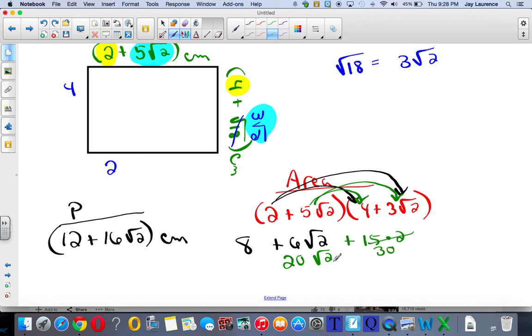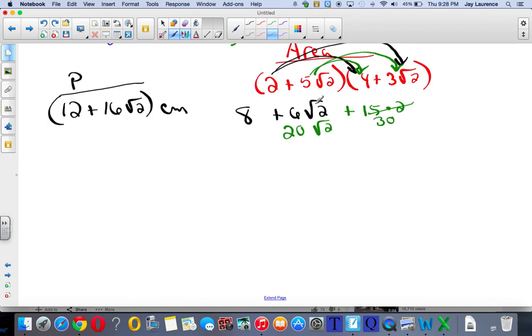Now the 30 and the 8 are like terms, and the 6 rad 2 and the 20 rad 2 are like terms, so I'm going to combine like terms. So my area is going to be 38, 8 plus 30, plus 26 rad 2s. There's 6 rad 2s, 20 more rad 2s, there's 26 rad 2s. And that'll be centimeters squared.